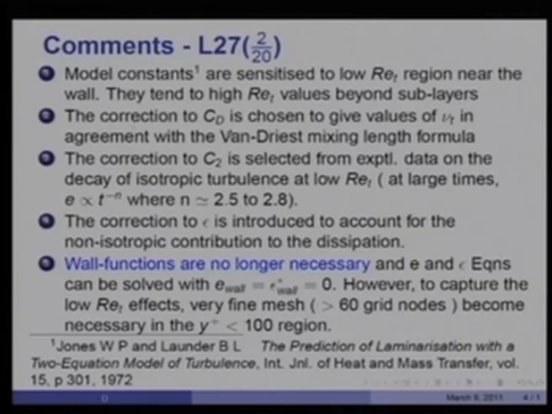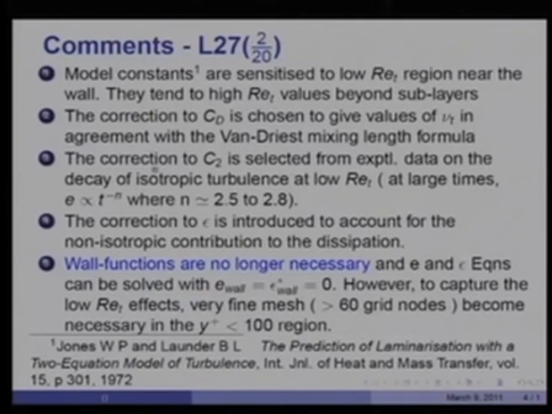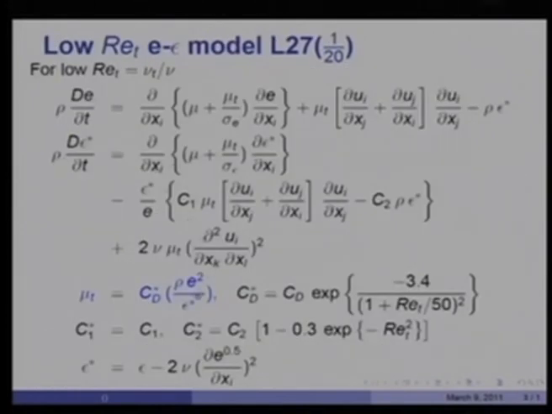The correction to C_D is chosen to give a value of nu_T in agreement with the Van Driest mixing length formula. This correction or the damping factor accounts for what was observed by Van Driest. You will recall that we had determined C2 from decay of turbulence behind a grid.